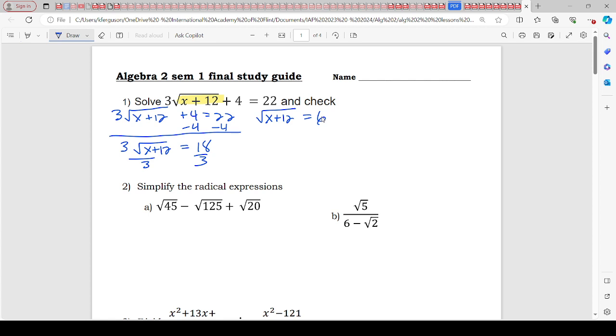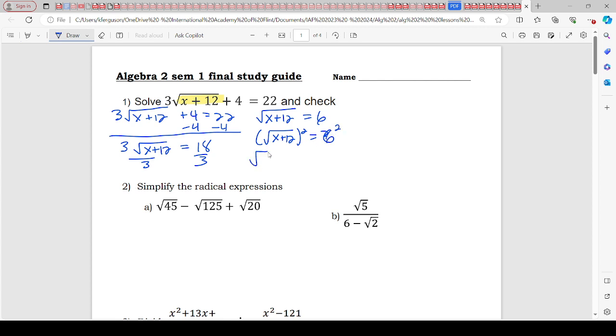Once I isolate the square root, I can get rid of it by taking both sides to the second power. Because remember, that's the opposite of square root. Every time we do something like this, we're doing the opposite of what's going on. We subtracted 4 when we wanted to get rid of the plus 4. We divided by 3 when we wanted to get rid of the 3 times. So in this case, when I got the square root on one side, I take both sides to the second power because that's the opposite of the square root.